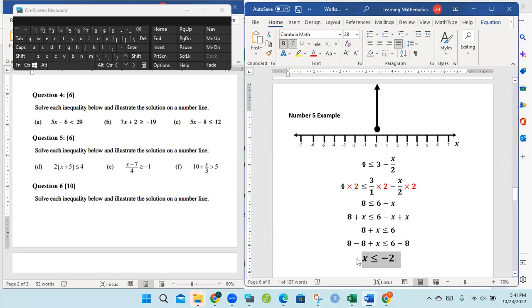So this reads all the numbers that are less than or equal to negative 2. Where are these numbers? On the left side of -2, and -2 is included. All the numbers that are less than or equal to -2. So here it is. I can put it right there on the number line.